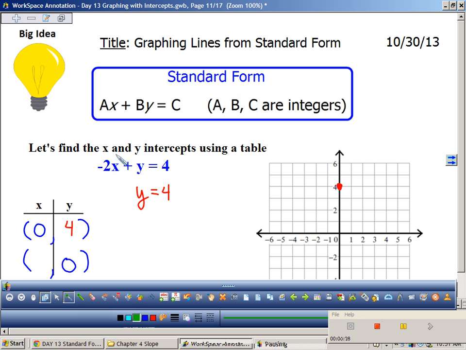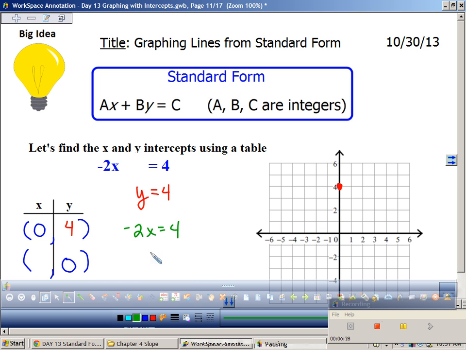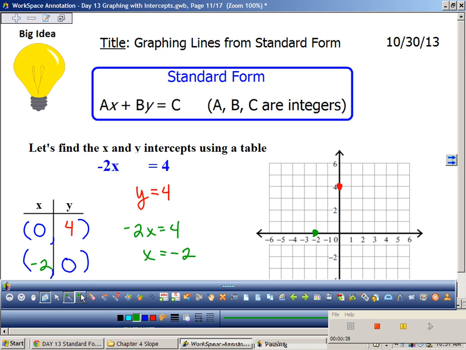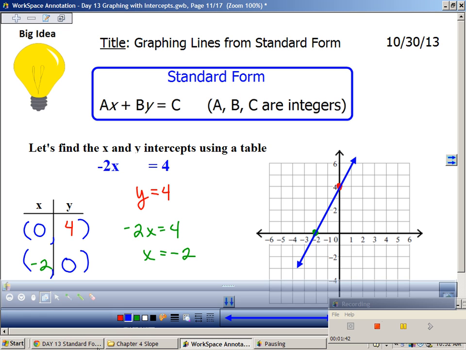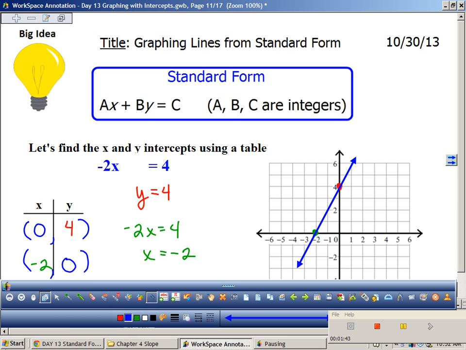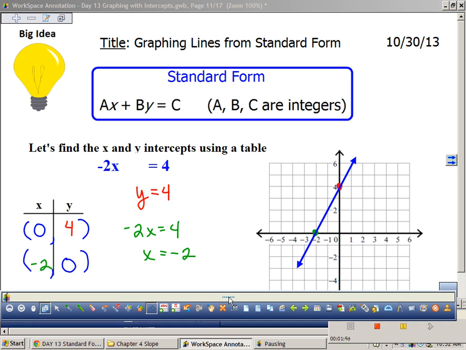Now let's find out what x is when y is 0. Let's make y 0. Let's cover up y. I get negative 2x equals 4, or x equals negative 2. Now all I have to do is draw a line. That's standard form. Just putting it on the graph. We're finding the zeros and graphing it. That's it. It's too easy. Okay, make sure you have that in your notes.